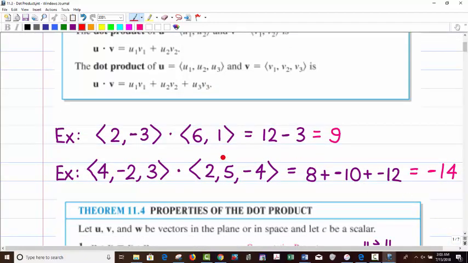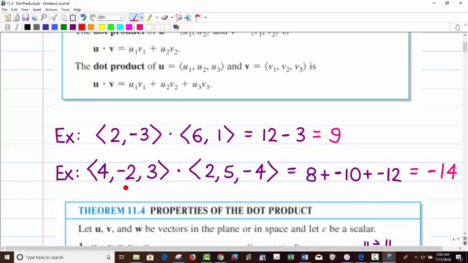Here's a couple of examples. Now this one, of course, doesn't have a third component. So to find the dot product of the vectors 2, negative 3 and 6, 1: 2 times 6 would be 12. Negative 3 times 1 is negative 3. 12 plus negative 3 would be 9.